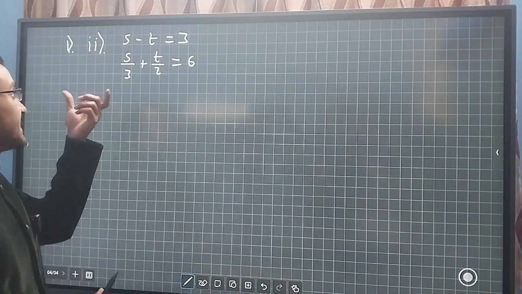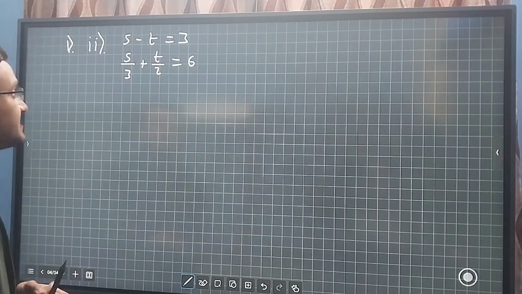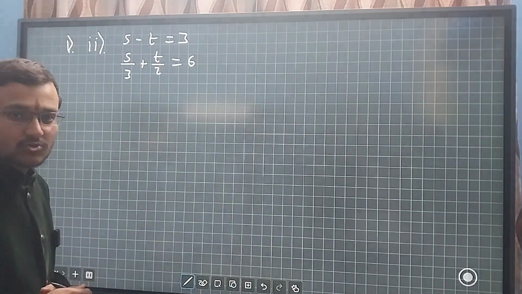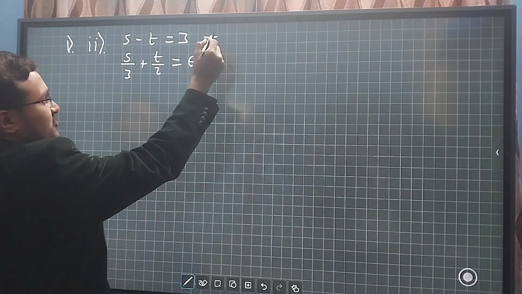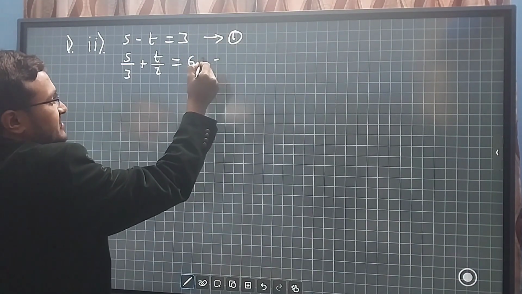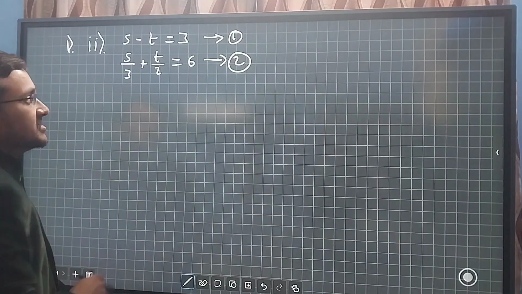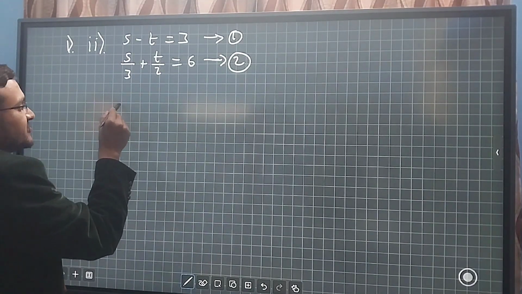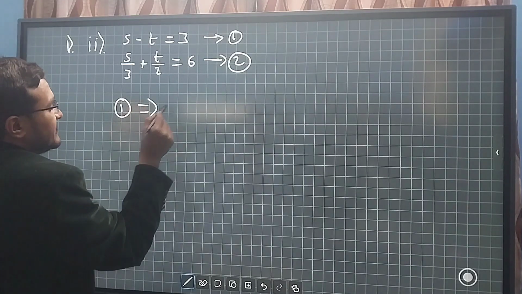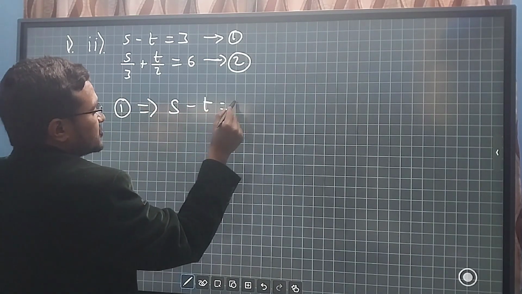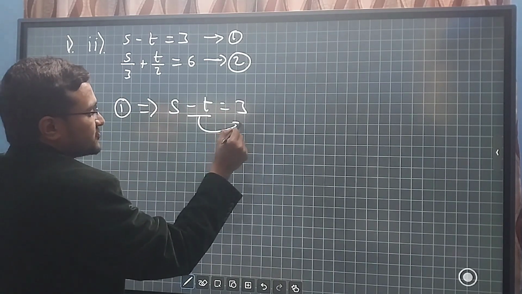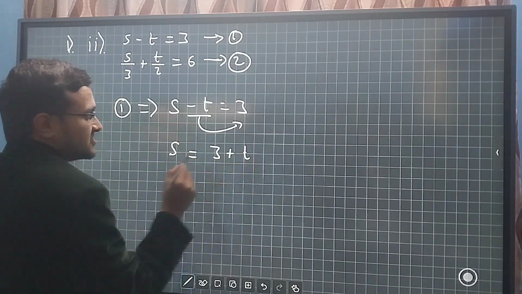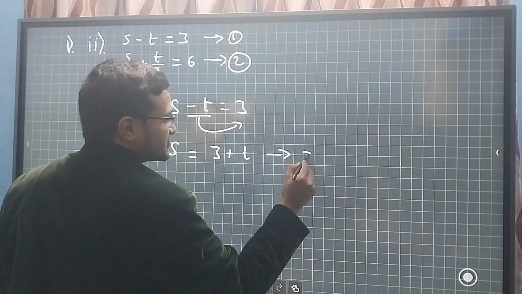So now we will move to the second question in the same exercise. In the second question, you have s minus t is equal to 3 and s by 3 plus t by 2 is equal to 6. So this you can call as equation 1 and this you can call as equation 2. Now we will consider equation 1 because equation 1 is simple. So you can just take this s minus t is equal to 3. In this, minus t you can bring to RHS. So s will be equal to 3 plus t. So this you can call as equation 3.